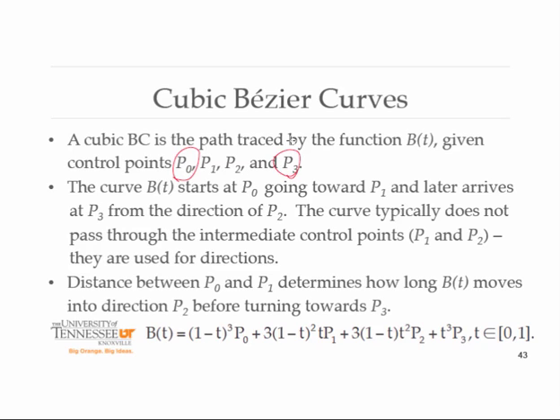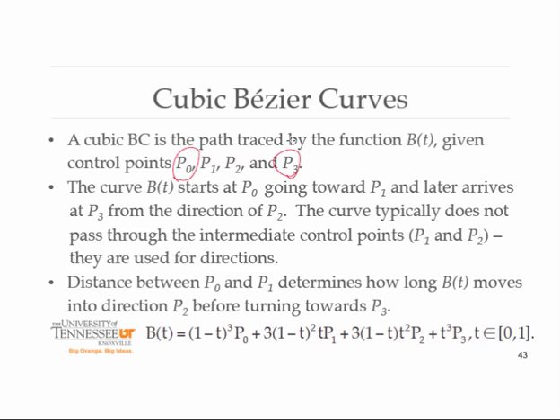All right, and we just switch from moving from one quadratic Bezier curve into the second one, again, to control smoothness. So again, the curve starts at P0 going towards the direction of P1 and later arrives at P3 from the direction of P2. All right? And again, the curve typically does not pass through the intermediate control points. They are simply used to direct the curve. And again, we'll show you an animation which makes this very, very clear.